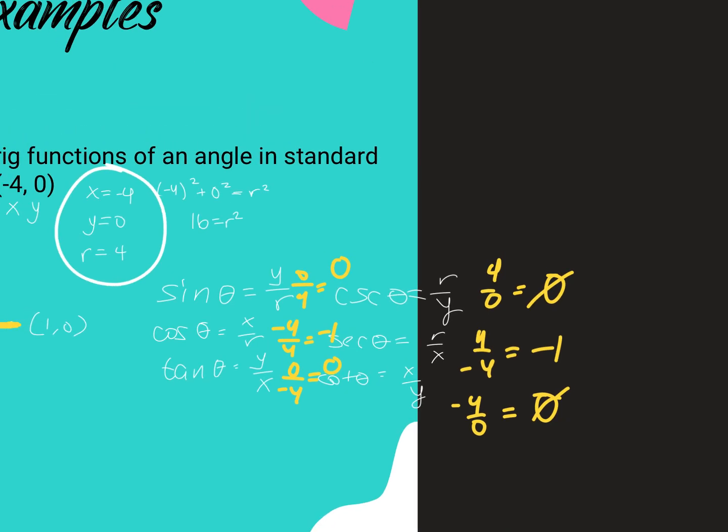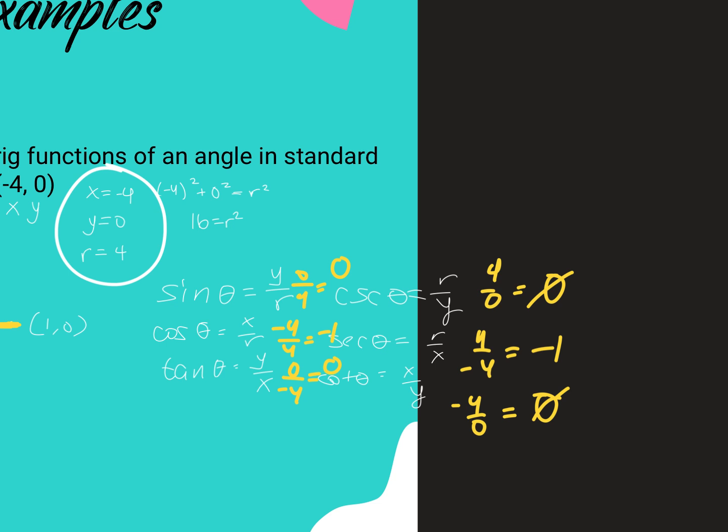If they give you an ordered pair, guys, they're giving you so much information. They're giving you the X value, the Y value. You could easily find the R. They're telling you where the angle lies, whether it's on a quadrant angle or if it's in a specific quadrant. And then you know stuff about the trig functions.